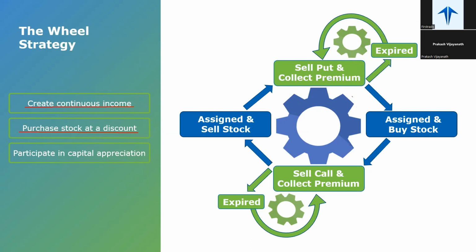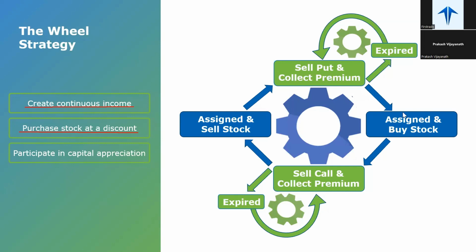And that leads us to the second outcome, which is that if you do get assigned, so by expiration, the underlying is below the strike price, you will get assigned and therefore have to purchase 100 shares of the underlying stock. From there, you are long 100 shares and you can start selling covered calls for additional premium.